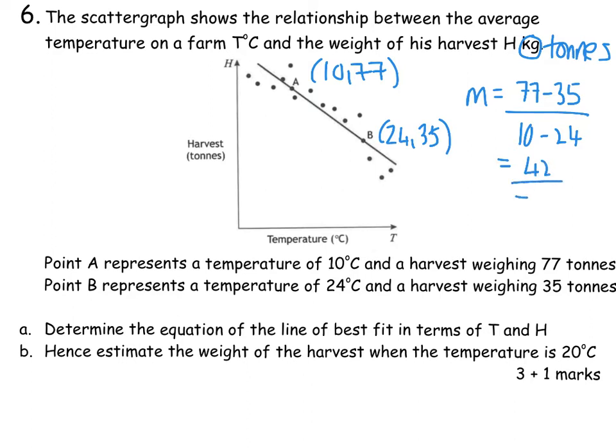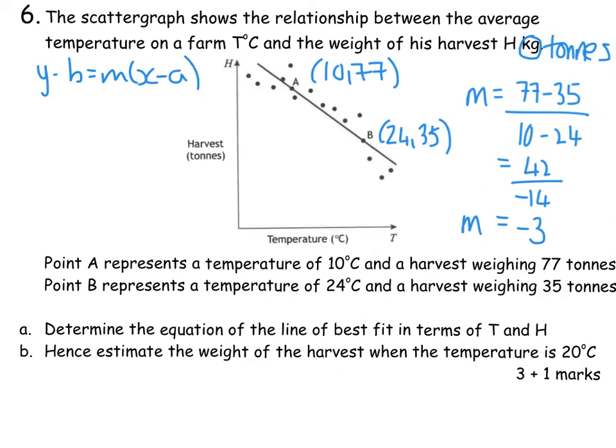Over negative 14. 7 times table in there, so that would be, in fact, see if it's 14 times table, that gives you negative 3. So our gradient is negative 3. We don't have a y-intercept, so we're going to use the y minus b equation. So we're going to use y minus b equals m bracket x minus a.